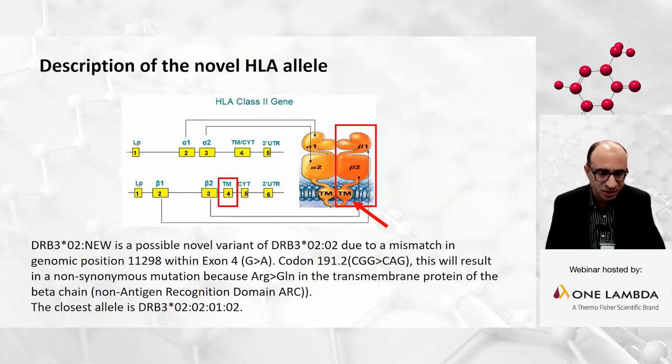And this description is very important because you need to add this description when you submit to IMGT. If you forget to add it, then this will delay your submission, and they will send a separate email asking us to submit the description of this new allele.